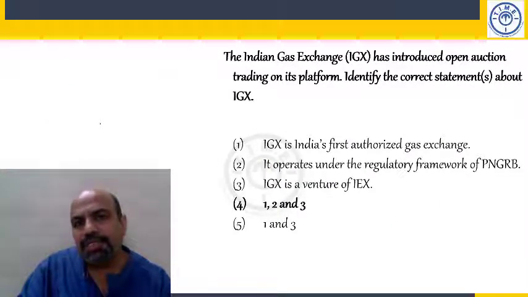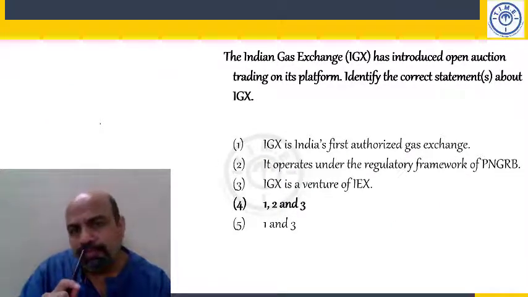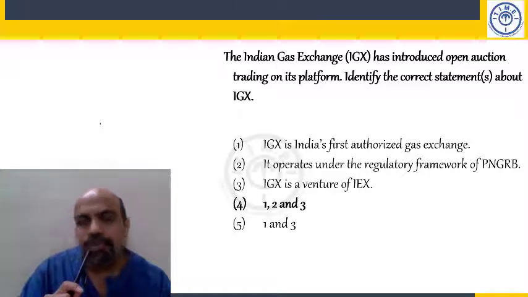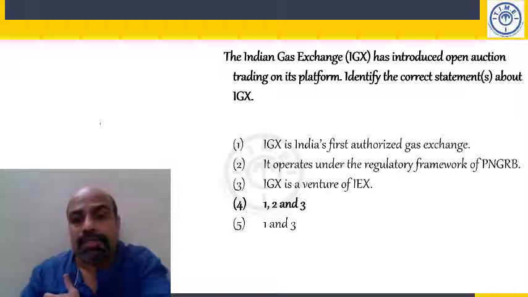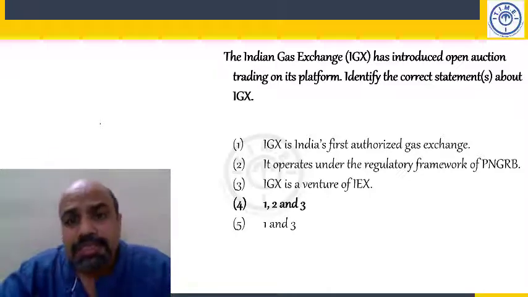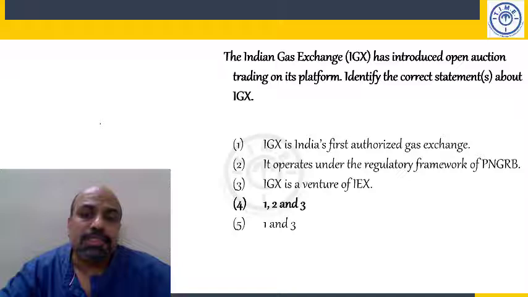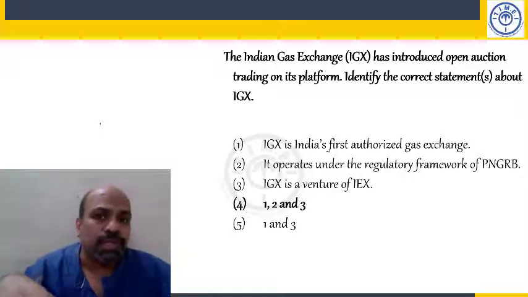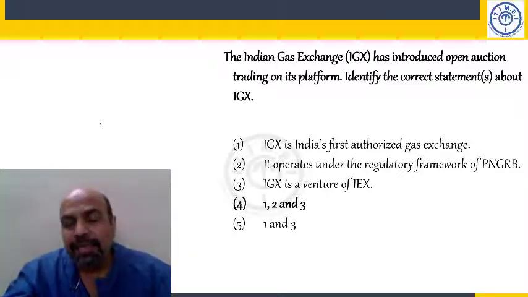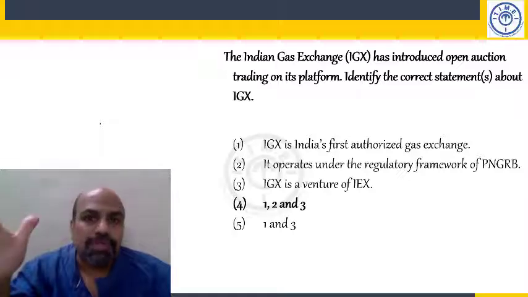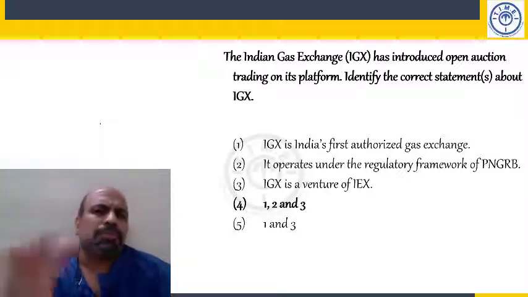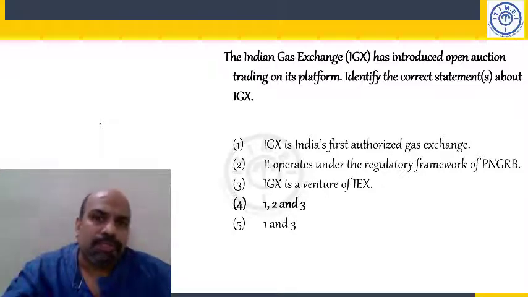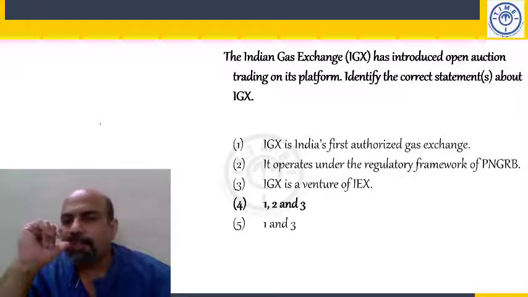The Indian Gas Exchange has introduced an open auction trading platform. Identify the correct statements of IGX, all of them actually. IGX, Indian Gas Exchange, is India's first authorized gas exchange. What they do here is they help traders buy and sell gas on the spot and in the future. This is pretty much like the derivatives market, futures market. That's it, nothing else.